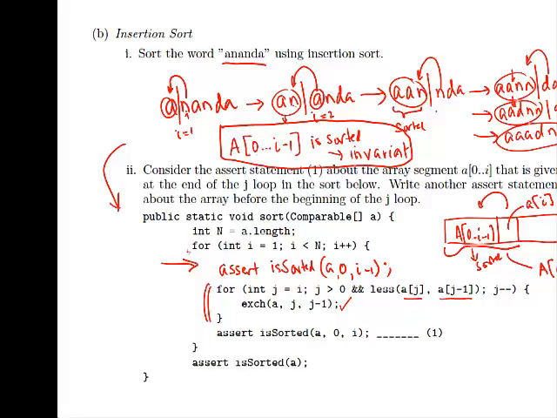Because at the end of this thing, what do we know? We know that i is going to be n. So if this holds true, then we know that the whole array is going to be sorted, because it'll go from i equals 1 to n minus 1. So this is the kind of thing that you need to understand, so that you understand the complexity, or the correctness in this case, in fact, of insertion sort.